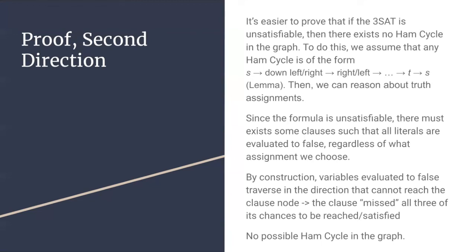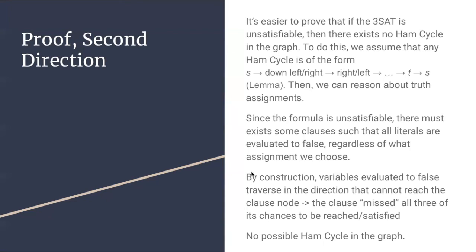Okay, so if we assume that the Hamiltonian cycle is in this form, then we can reason about the truth assignments. Because the formula we're given is a no instance of 3-SAT, which means it is unsatisfiable, there must exist some clause where all literals evaluate to false, regardless of what assignment you choose. This is just by definition of 3-SAT. So by construction, when variables evaluate to false, they traverse in the direction that cannot reach the clause node.